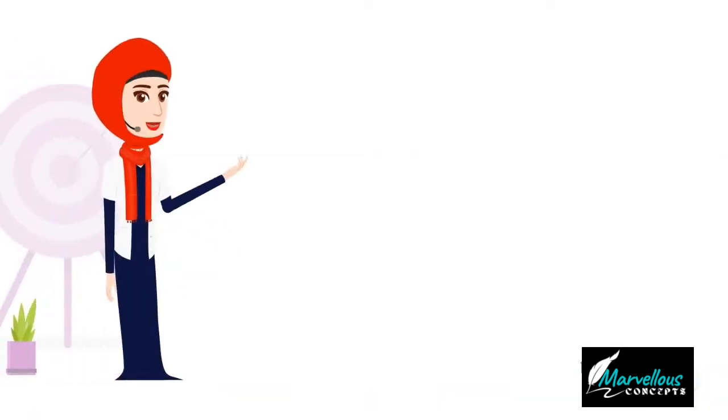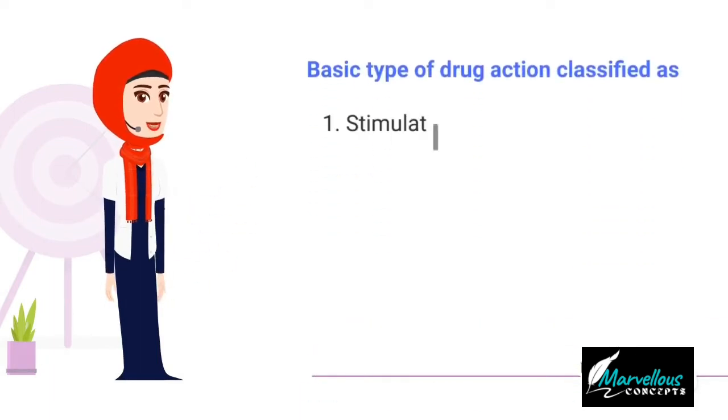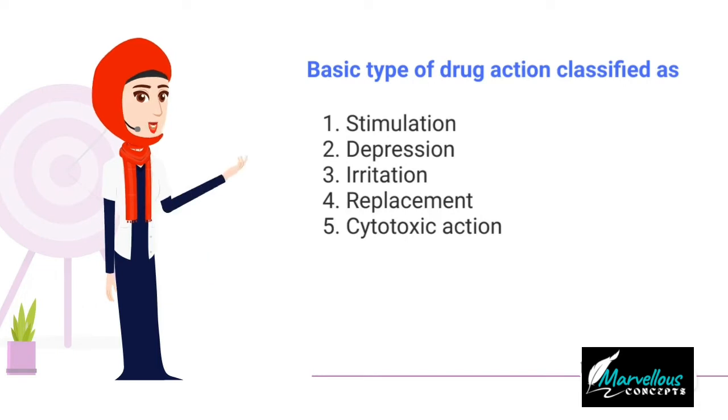Basically, the drug shows its activity by following these five principles. The basic types of drug action are classified as stimulation, depression, irritation, replacement, and cytotoxic action. These are the five principles. Let's discuss them in detail.